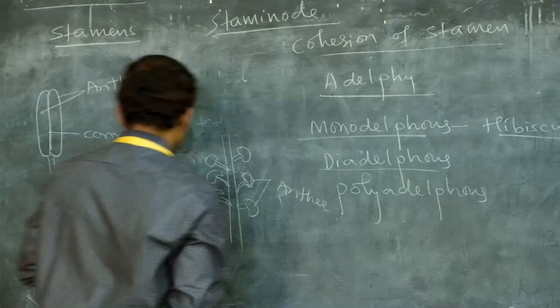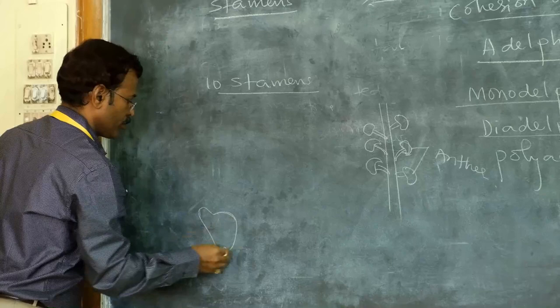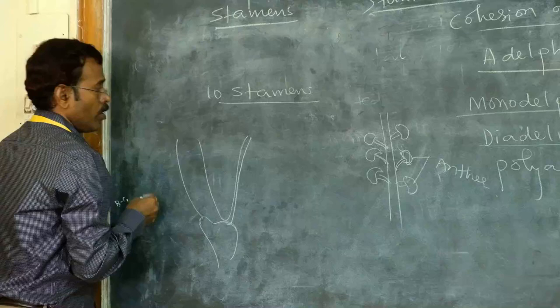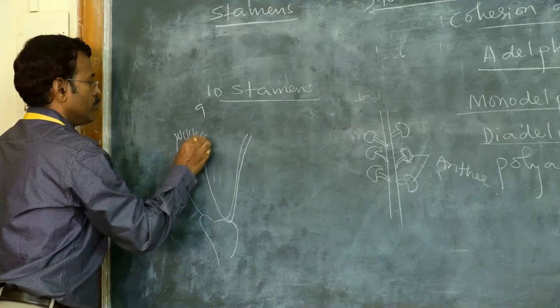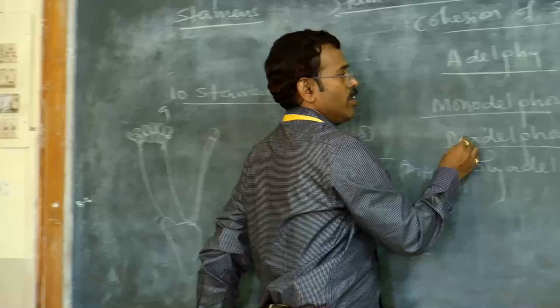Diadelphous condition. In case of diadelphous condition, say 10 stamens are there. Nine stamens are fused into one bundle here. Nine in one bundle and one separate. This is diadelphous condition. Example you can see in pea.